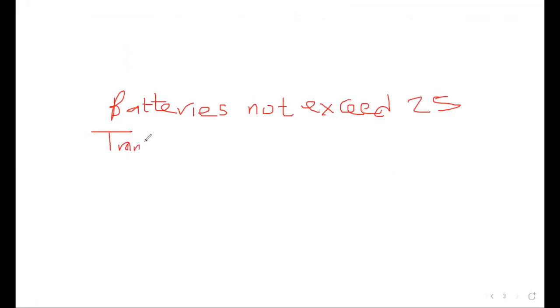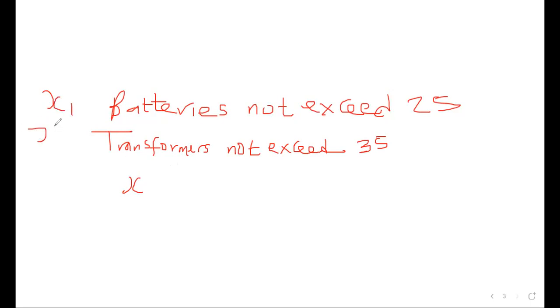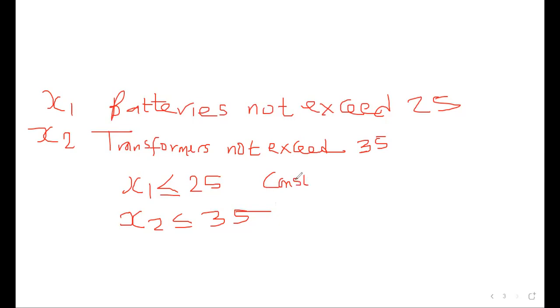Transformers will not exceed 35, meaning that it will be our X1 for batteries and X2 for transformers. X1 should be less than or equal to 25. Then X2 as well should be less than or equal to 35. So this is constraint 1. This is also constraint 2.